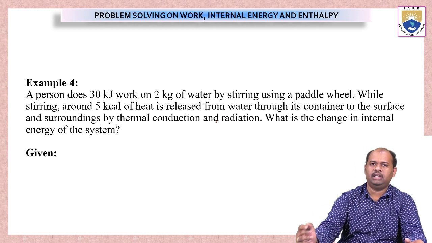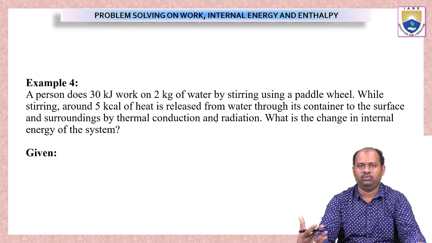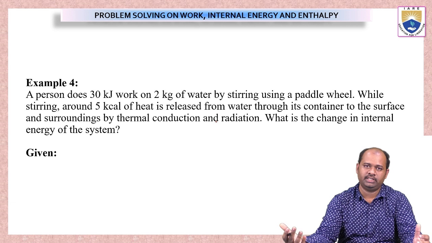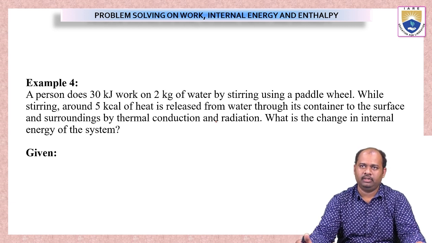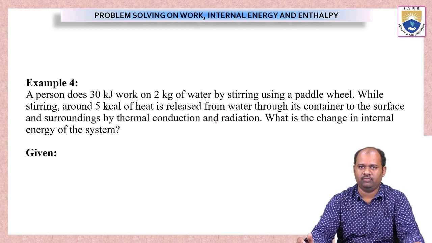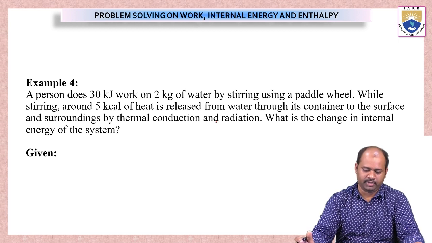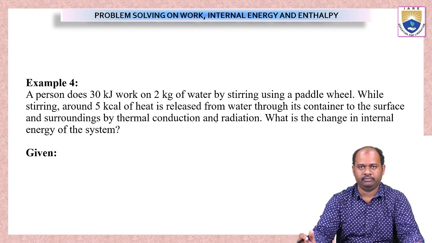So this is a general example where we will apply the laws of thermodynamics. This is where we will get to know how practically we can apply the laws of thermodynamics which we have studied theoretically. In this question, a person does 30 kilojoules of work on 2 kgs of water by stirring the paddle wheel. While stirring, around 5 kilocalories of heat is released from water through its container to the surface and surroundings by thermal conduction and radiation.